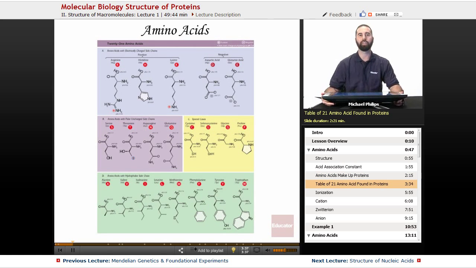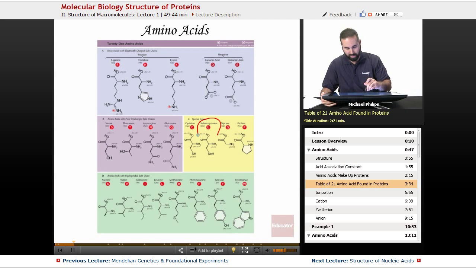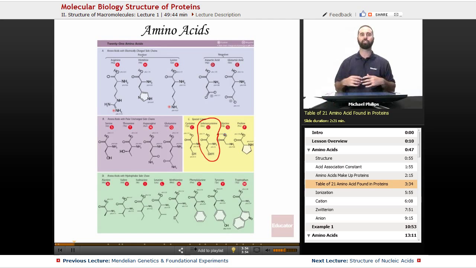Here's a table of the 21 amino acids that we find in proteins. Now, many of you may have learned that there are 20 amino acids found in proteins, and that is very correct. The one that makes the 21st is selenocysteine, and that is just a cysteine molecule that has a selenium group instead of a sulfur group. But this has also been found to be incorporated into proteins. There are many other types of amino acids that are not incorporated into proteins.